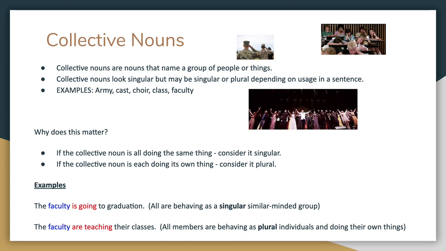So you can see you as the writer have to be in control of what you mean by that collective noun. And so then you would make a decision about whether you're going to use a singular form of the verb or a plural form of the verb.